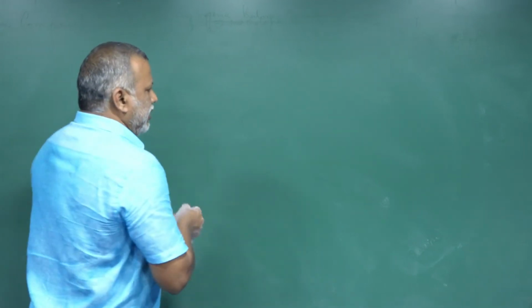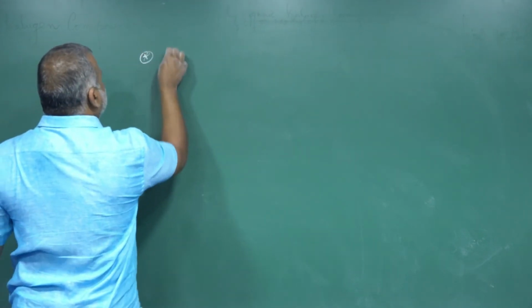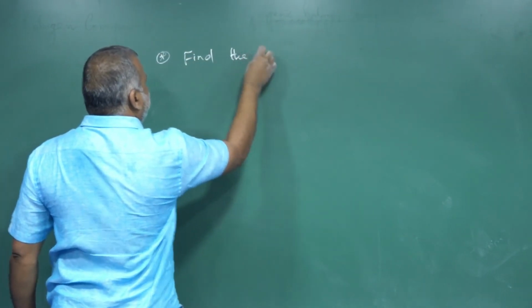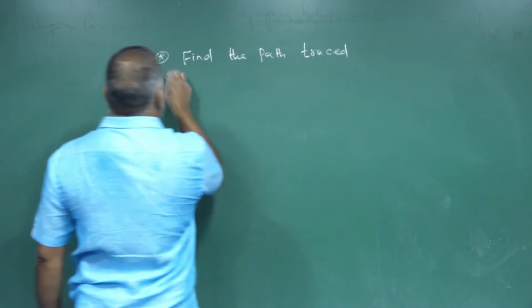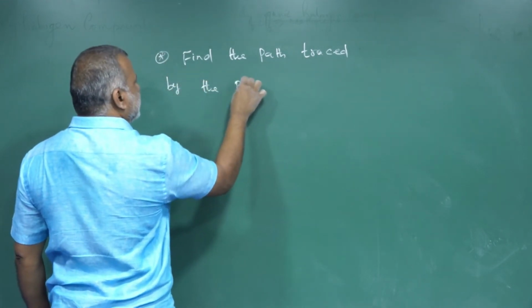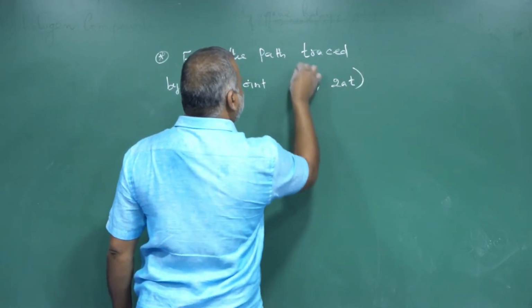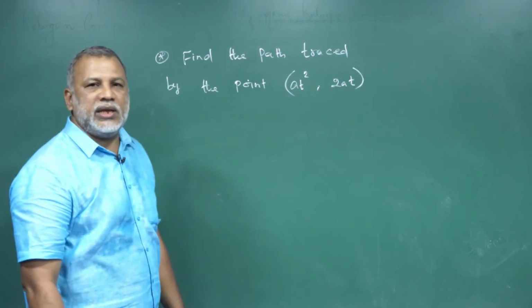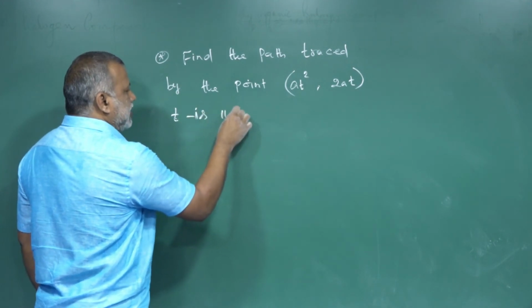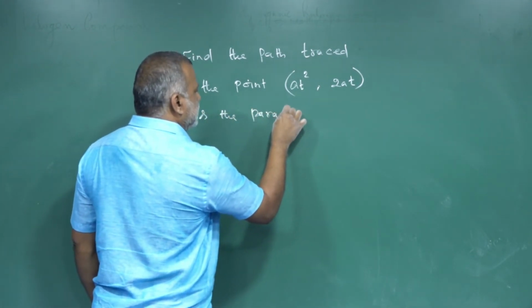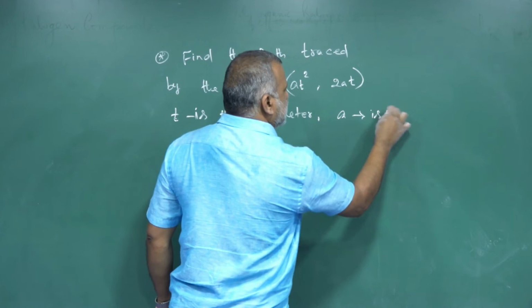Now listen to this one. Find the path traced by the point (at squared, 2at), where t is the parameter and a is the constant.